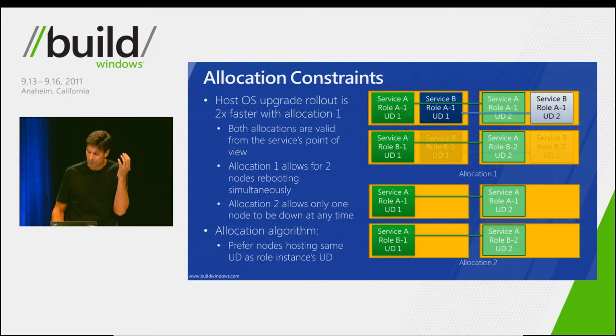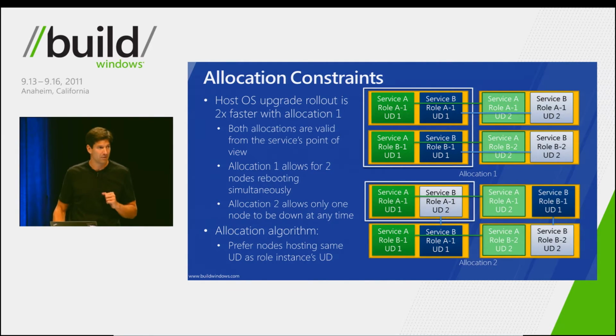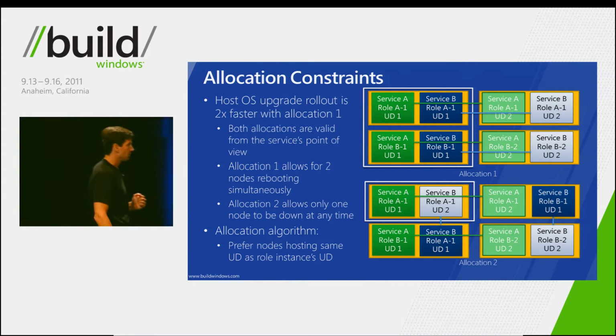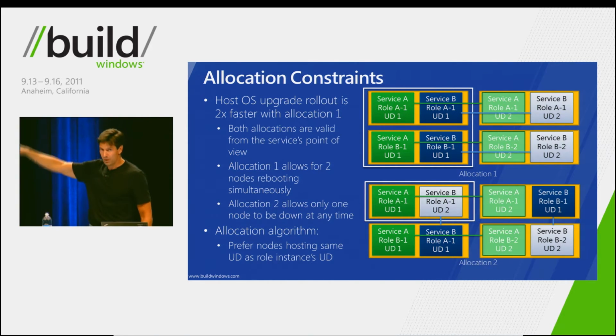I'm going to throw this up and let you do the graph theory problem here. But the second allocation, the one on the bottom, is one where we can only update one of those instances, because we've got different update domains from 2 different services on the same blade. On the top one, we only have the same update domain, update domain 1. So that means we can take down 2 blades at a time: update domain 1's blades, then update domain 2's blades.